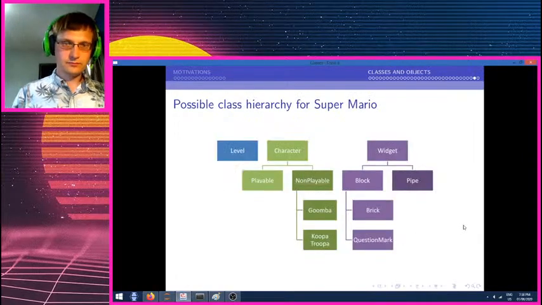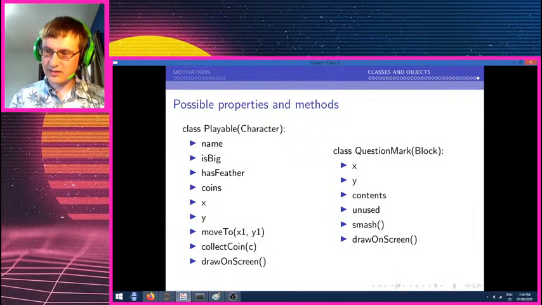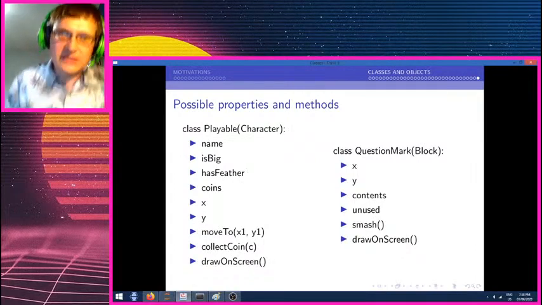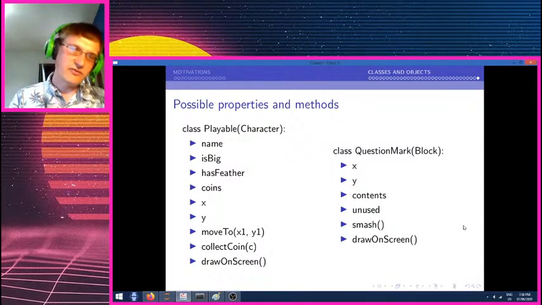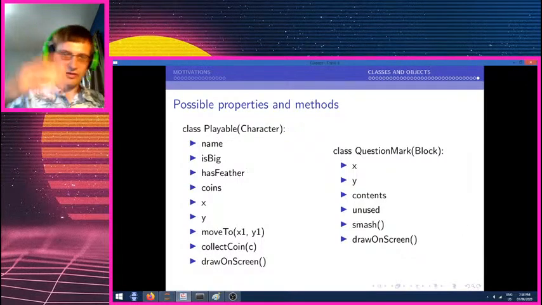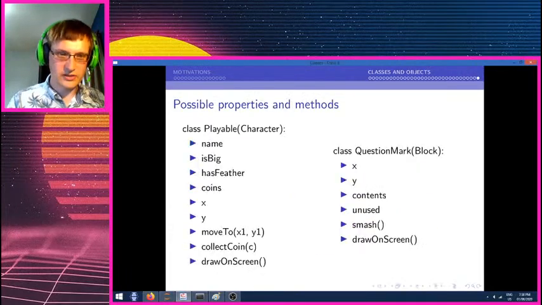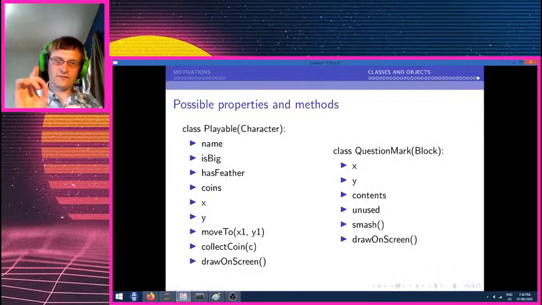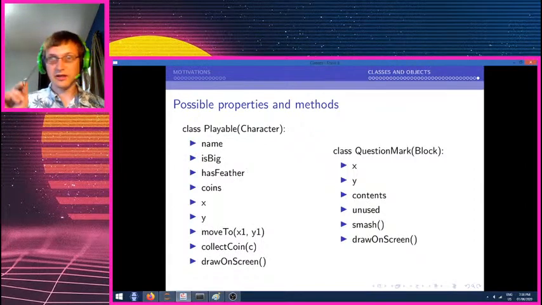Anyway, some possible properties that you might have for the character. The name of the character, whether they are big, whether they have a feather, number of coins acquired, although I think in this particular one you share a coin count between all characters. An X and Y position, very important. A method to move from one X and Y position to another. That also might be useful, although not the way I would do it. Collect coin, sure, draw on screen. That's an important one.